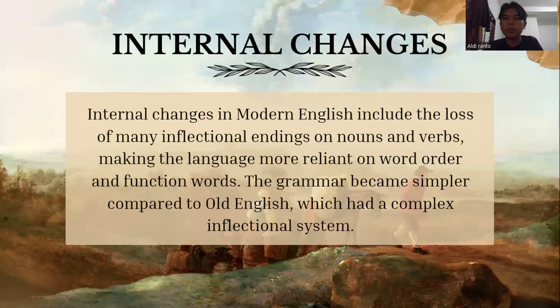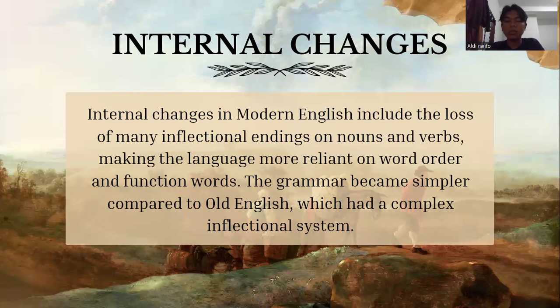Okay, and then as we move to the next part is internal changes. Internal changes in modern English include the loss of many inflections, endings on nouns and verbs, making the language more reliant on word order and function words. The grammar becomes simpler compared to Old English, which had a complex inflection system.